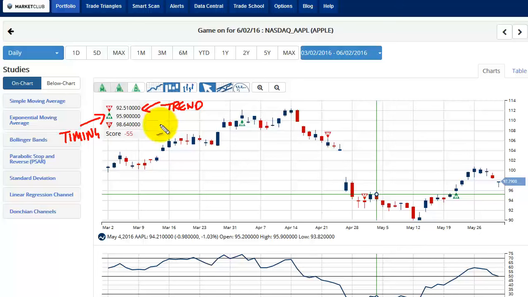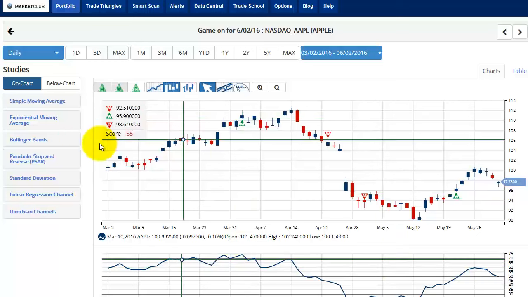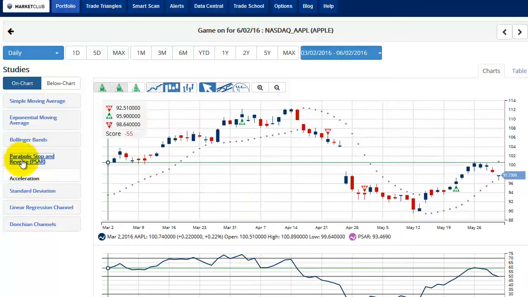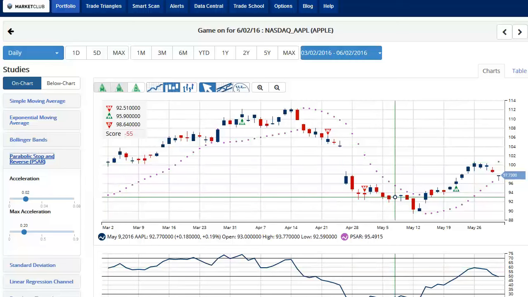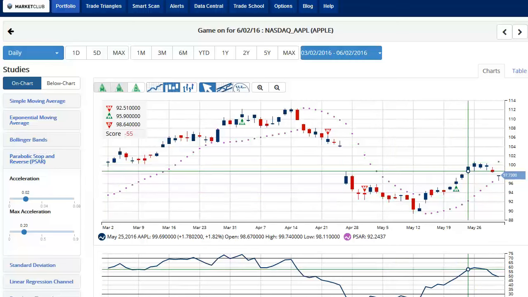Now, a couple of other things are happening in Apple. One is we're just flat on the support line at 50, indicating potential support. But also, if we put another indicator in here, like the parabolic, you can see the parabolic has indicated that we should be seeing some weakness in this market. So you can see the parabolic basically is these little dots you're seeing right here. And once the market goes below there, it's indicating that the trend is down.